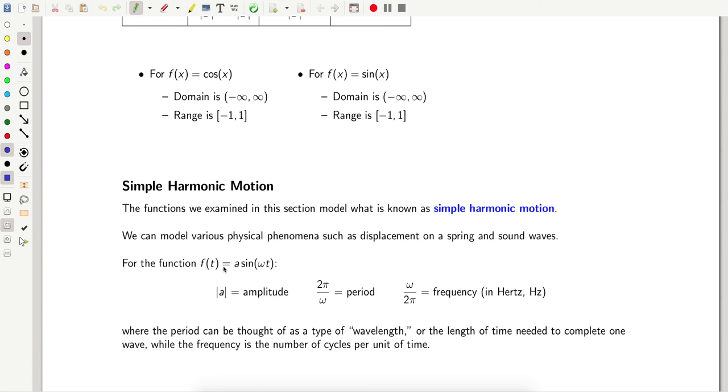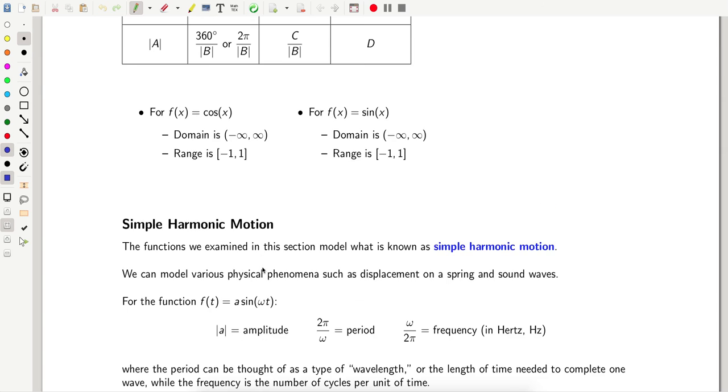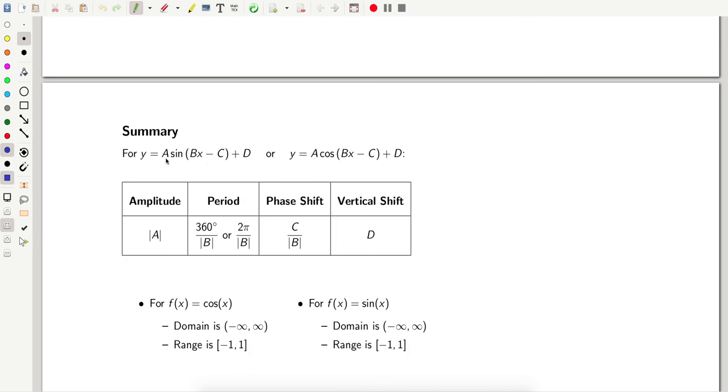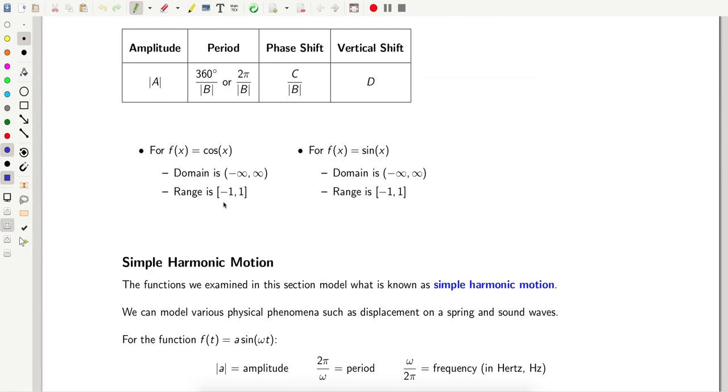But for our function, f of t equals a times the sine of, and this weird looking lowercase w looking symbol is the lowercase Greek letter omega. Again, it's not overly important that you know the Greek alphabet, but if you want to replace the lowercase a and the omega with the capital A and the capital B, it would be all the same anyway.